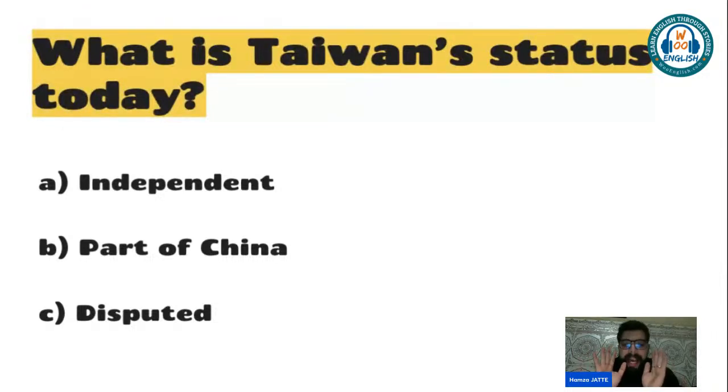So I want to tell you that today, in relation to the conflict between the United States and China, I want to focus on a very important conflict happening between these two countries, which is the Taiwanese conflict, or the conflict over Taiwan's islands. And so I want to also know what you know about Taiwan. Do you think it's an independent state, a part of China, or is it a disputed land? What do you think? Is it A, B, or C?